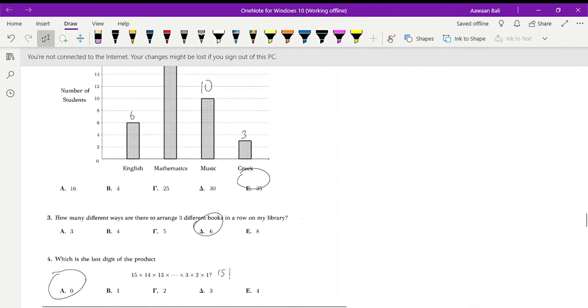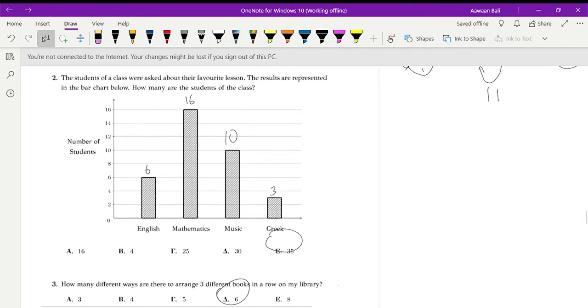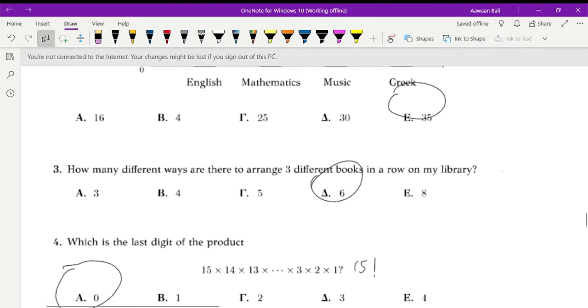Now we add them together to find the number of students, because the sum of all of the bars in this bar chart is equal to the number of students in the class. So we're saying 16 plus 10 plus 6 plus 3, and you get 35. So therefore E is your option, epsilon.